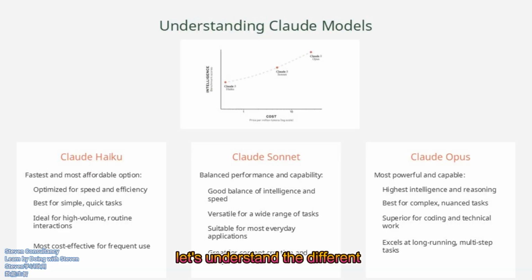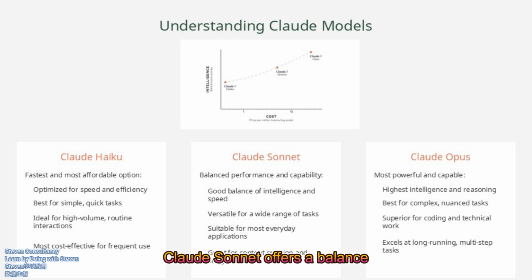First, let's understand the different models available. There are three main versions of Claude, each offering a different balance of intelligence and cost. Claude Haiku is the fastest and most affordable option. It's optimized for speed and is best for simple, quick tasks or high-volume routine interactions.